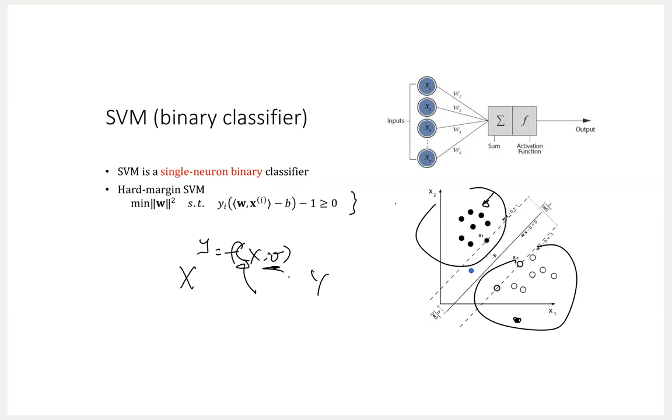In this case, theta will be this W and B here. If the label is discrete, then it's a classification problem. In this case, we only have two classes. If I have continuous labels, it would be a regression problem.